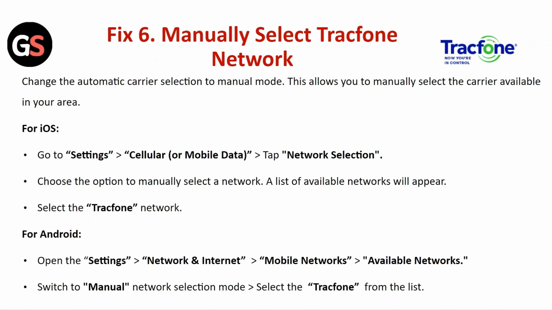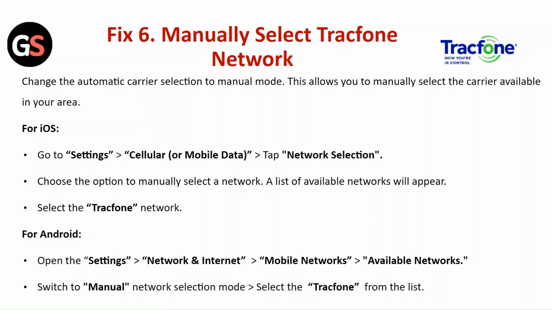Fix 6. Manually select the TracFone network. Change the automatic carrier selection to manual mode. This allows you to manually select the carrier available in your area. For iOS, go to Settings, then click on Cellular and tap on Network Selection. Choose the option to manually select a network. A list of available networks will appear. Select the TracFone network.